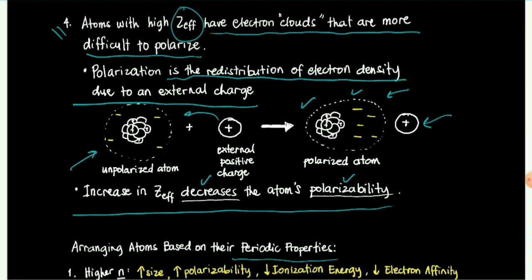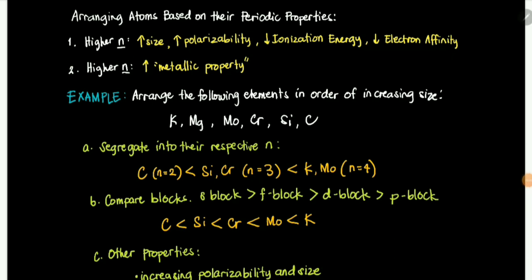Okay? So, given the set of elements, paano natin sila i-arrange based on their periodic properties? Okay? So, tandaan natin na kapag higher ang N, mas mababa ang inyong effective nuclear charge. So, kapag mas mababa ang effective nuclear charge, mas malaki ang size kasi yung interaction ay mas mababa. Okay? Yung interaction between the nucleus and your outer electron, mas mababa yun. So, madali rin siyang i-polarize. Okay? So, the polarizability is increased.